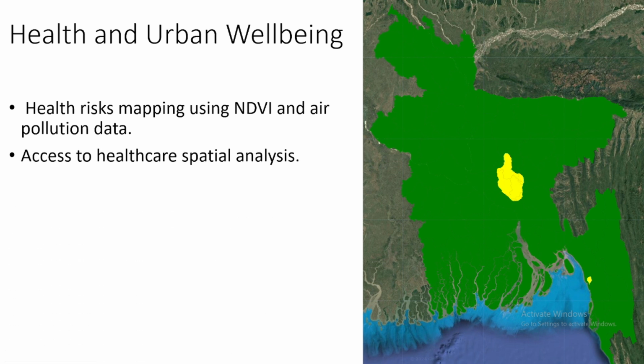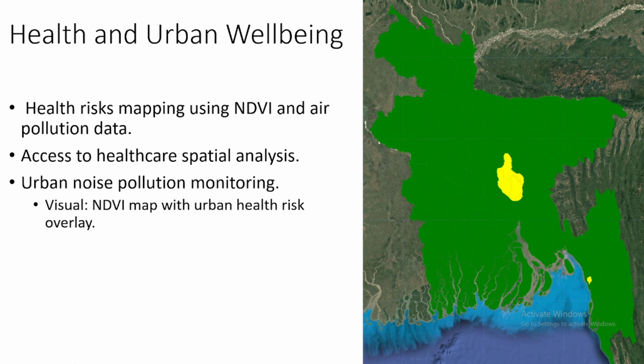As well as access to healthcare spatial analysis, you can also do urban noise pollution monitoring. It's very important when you want to check urban noise pollution. But for noise pollution monitoring, we also need ground truth data. We simply take some ground truth data from your study area, then we can easily make the map for urban noise pollution monitoring.